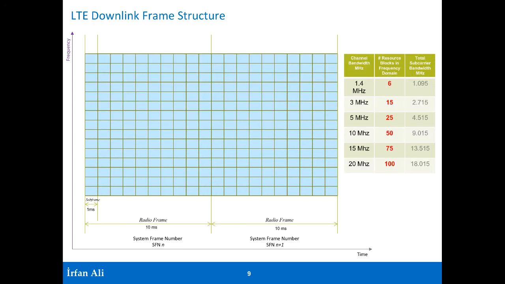Now if you've got a wider bandwidth, let's assume a bandwidth which is 3 megahertz wide, you end up with 15 of these resource blocks in the frequency domain, and if you look at it, it takes less than the overall 3 megahertz, about 2.7 megahertz. If you've got 5 megahertz, you've got 25 resource blocks. And if you've got 20 megahertz, you've got 100 resource blocks in the frequency domain.